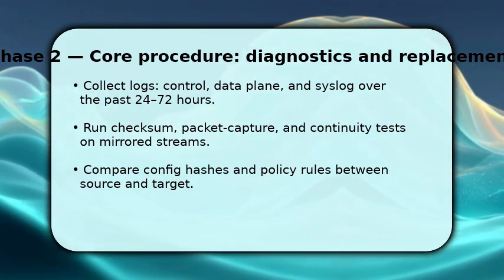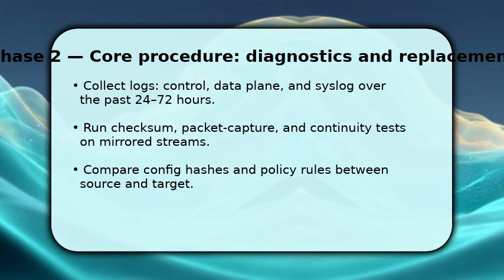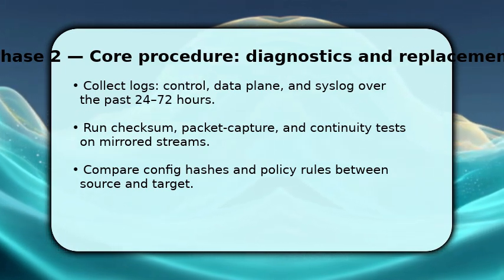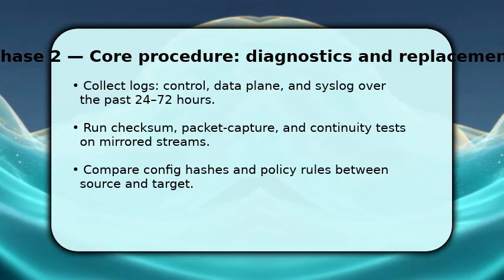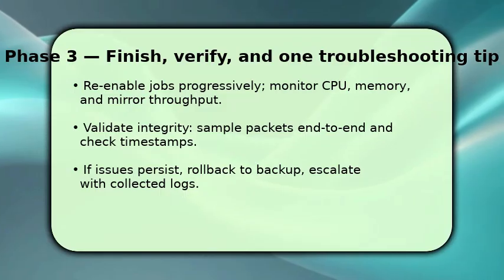If you find stale policies, apply corrected rules and reload only affected modules. This prevents full service interruption. You finish by re-enabling jobs gradually, watching CPU, memory, and mirror throughput to avoid sudden overloads.